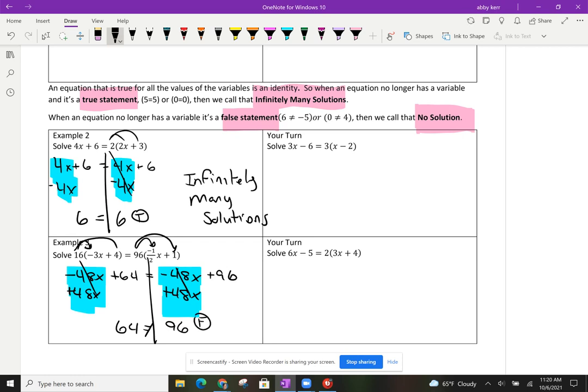The false statement is not your answer. It leads to no solution. So then you want to write no solution. That means there is no variable that will get you an answer. There is no answer that will make the equation work. It's always going to be no solution.